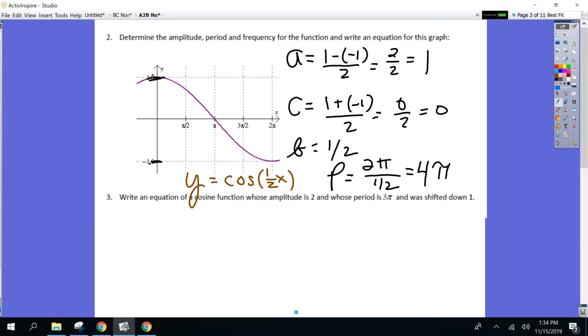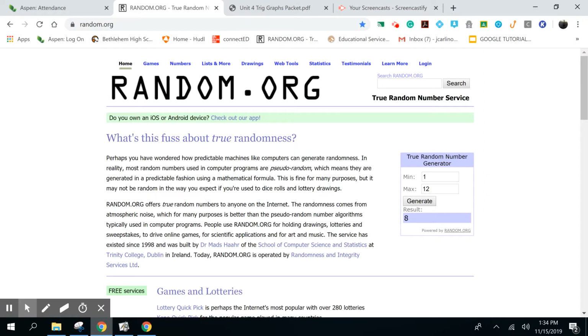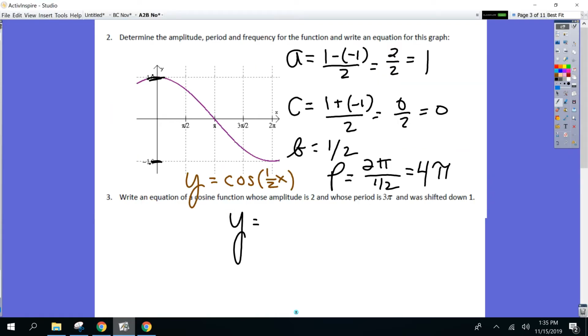So take a look at 3. Just read through 3 real quick. I'm going to ask somebody to fill in as much as you can with our equation. All right, can I get help from 4 here? Let's start it off. Y equals 2, curve cosine. Did I give you a frequency here? No. We'll get back to that in a second.